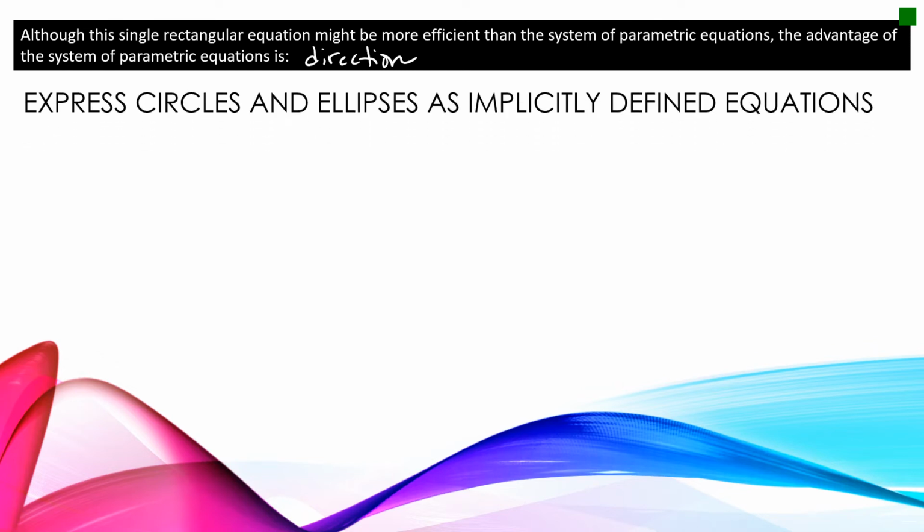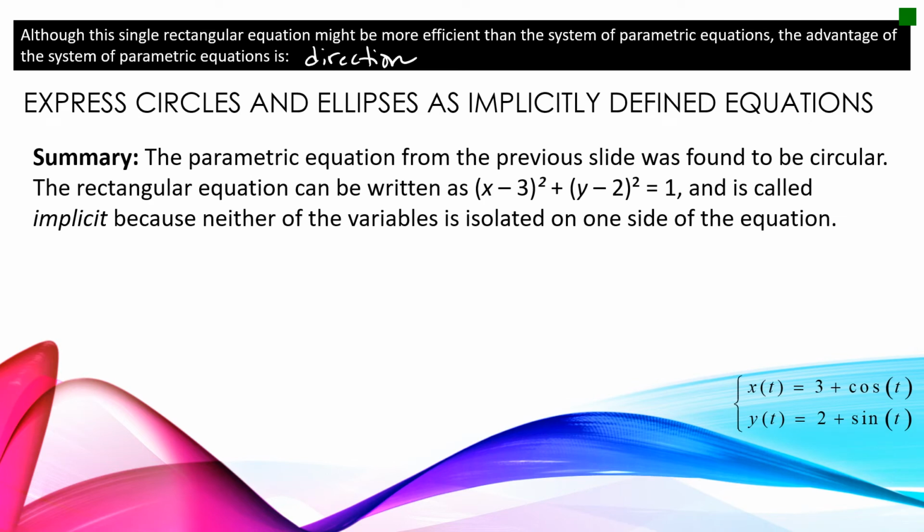All right, so now we're ready to express circles and ellipses as implicitly defined equations. The parametric equation from the previous slide was found to be circular. The rectangular equation can be written as x minus 3 squared plus y minus 2 squared equals 1. And it's called implicit because neither of the variables is isolated on one side of the equation. In other words, we don't have x equals or y equals. We could not put this into our graphing calculator if we were in function mode.